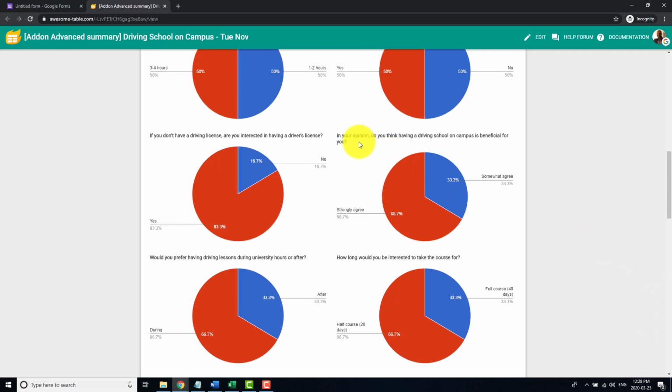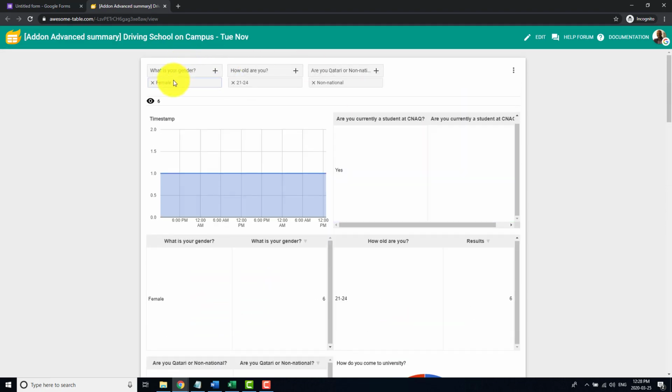Yeah, this is funny. In your opinion, do you think having a driving school on campus is beneficial to you? This is female, non-Qatari, older student. 67% strongly agree. 33% somewhat agree. 100% are in agreement. So my assumption was wrong, that it would be younger. It is in fact females 21 to 24 who are non-national support this business the most.